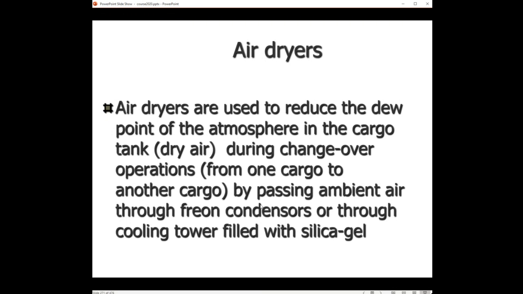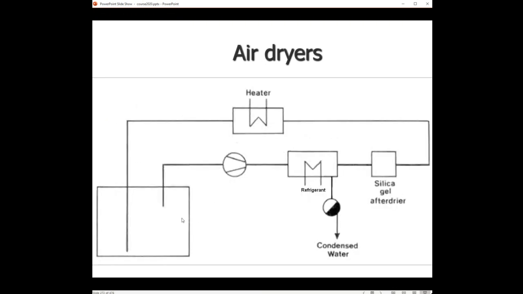So the input of an air dryer is the normal ambient air. Output is air with a low dew point. This is more or less the schematic drawing. You have a compressor that is sending compressed air towards this drum, where you will cool down the ambient air. When you cool down the ambient air to its dew point, you will have condensation, and this condensation is then evacuated by another pump.